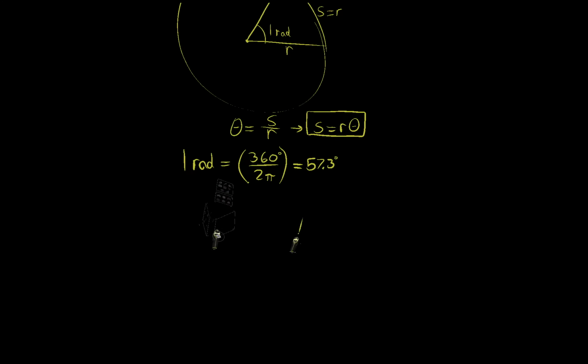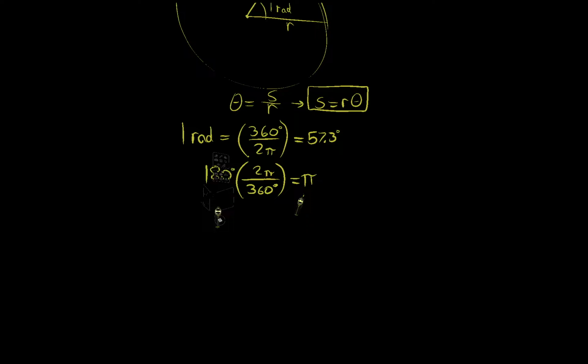And so thereby, 180 degrees, with the same conversion factor, so there's 360 degrees per 2 pi. You could also go 180 down here for 1 pi on top. But this would tell you that 180 degrees is pi. And then, likewise, 90 degrees is pi over 2.